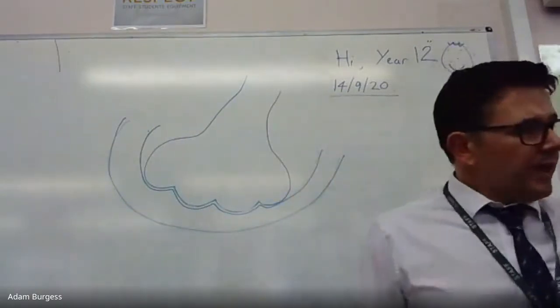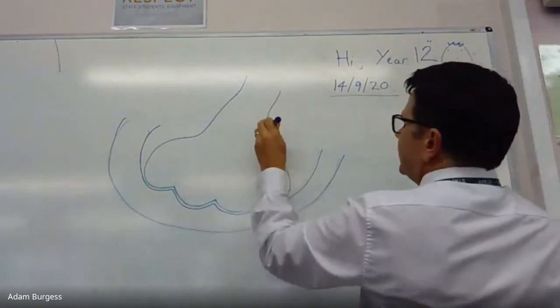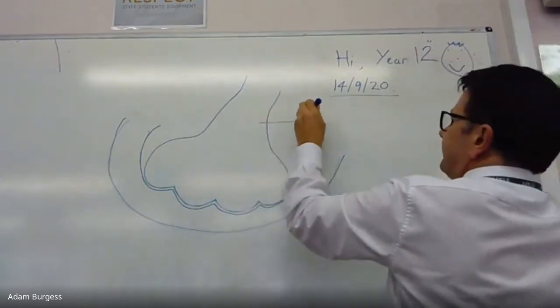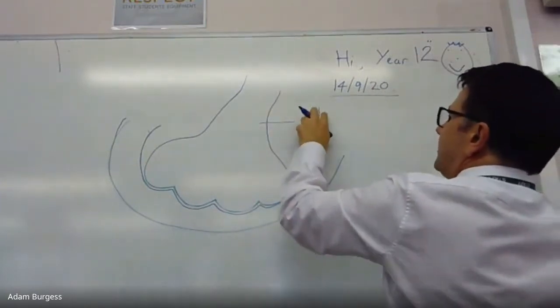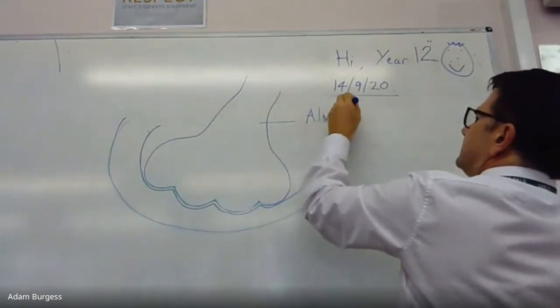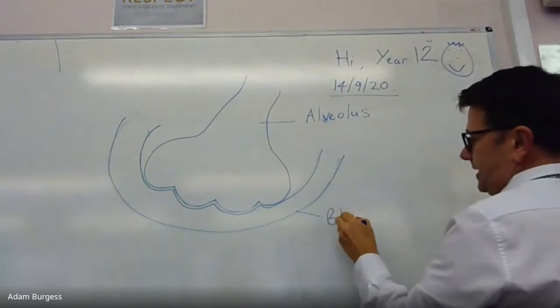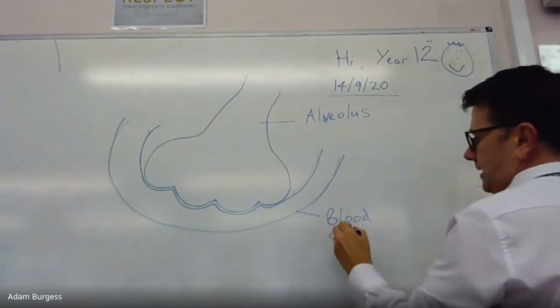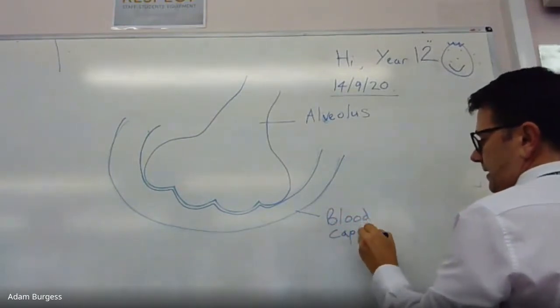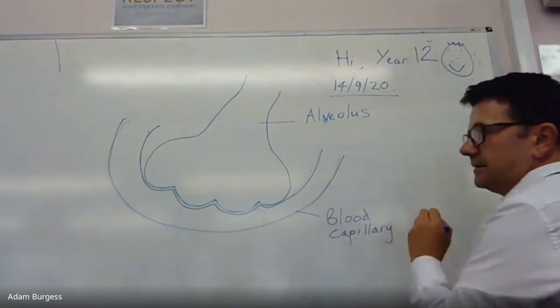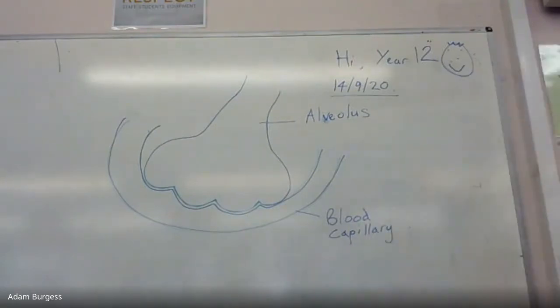Right, okay, so what we've got is, this is the alveoli. Sorry, alveolus, because there's only one of them. This is a blood capillary.